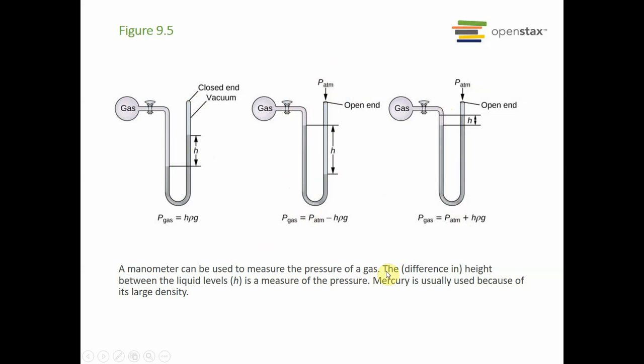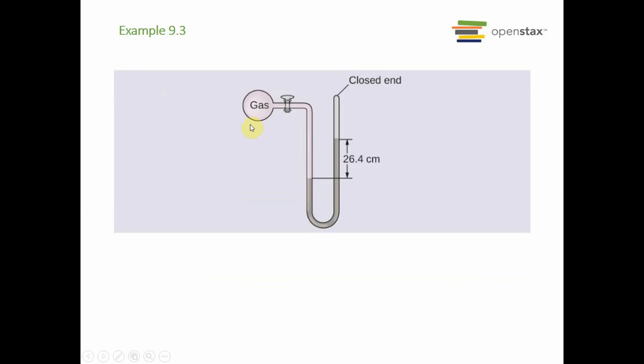A manometer can be used to measure the pressure of a gas. The difference in height between the liquids is a measure of the pressure. Mercury is usually used because of its large density. Just a little thing is that water is often used in a manometer for very small pressures, like pointing a tube into the wind in order to measure the speed of the wind. And so it's not always mercury that's used in a manometer.